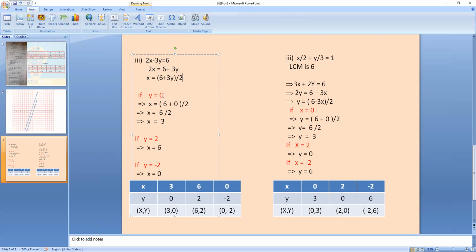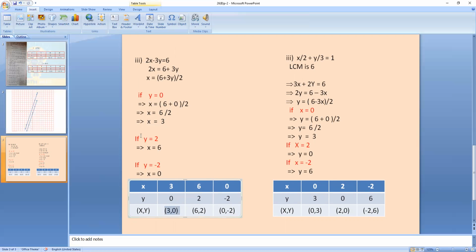Okay, in order to find the values, if y equal to 0, we can substitute y equal to 0 here. 6 plus 3 into 0. 3 zeros are 0. So 6 plus 0 is 6, by 2 it is 3. So the point is, when y equal to 0, x equal to 3. So the point is (3, 0).